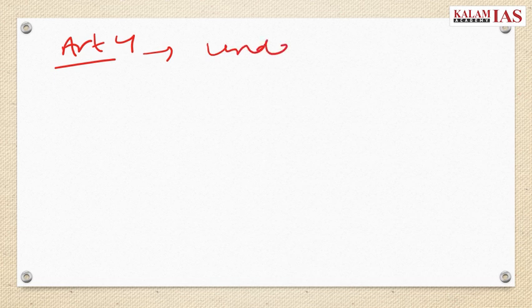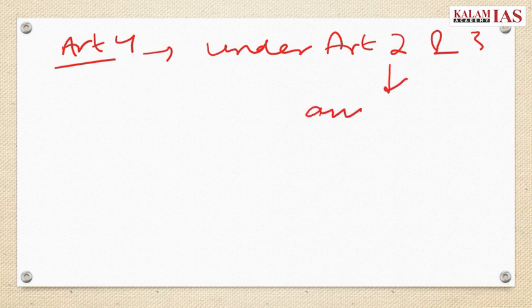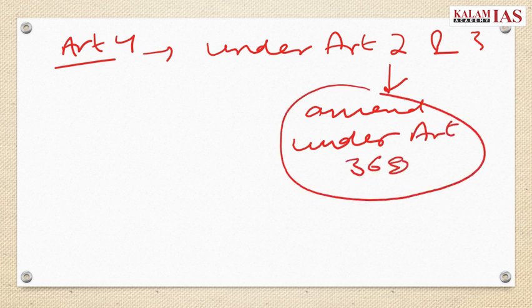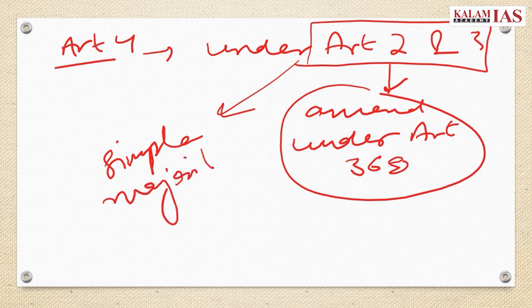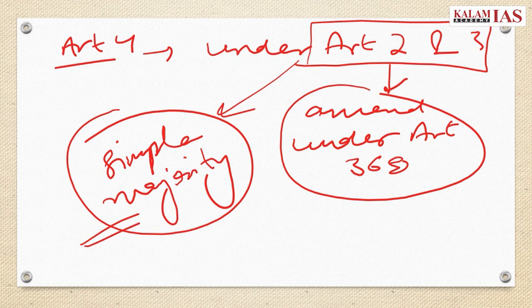Now there is one more thing. Article 4. It says that the establishment or the admission of new states under Article 2 and 3, which we just saw, will not be treated as an amendment under Article 368. Okay. Now what does this mean? That law made under Article 2 and 3 will be passed by a simple majority only. Okay. Simple majority. By ordinary legislative process. Whereas in Article 368, the amendments are by special majority. So this is the one point that you have to remember.